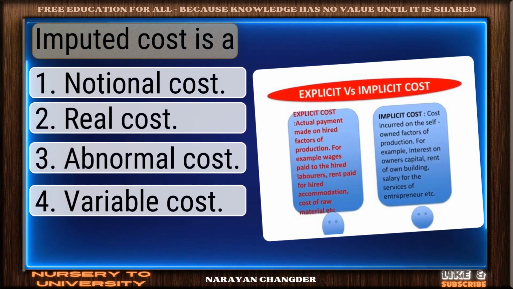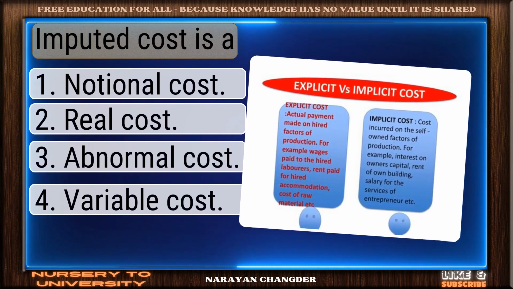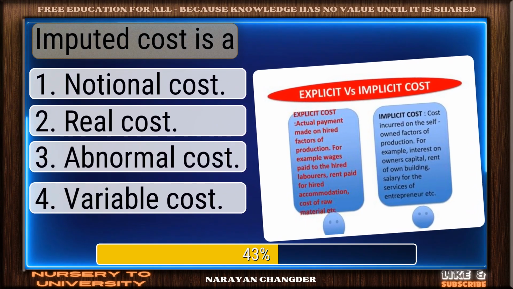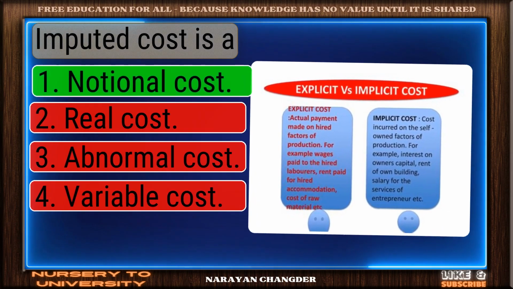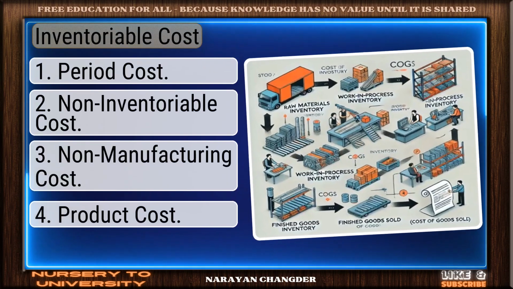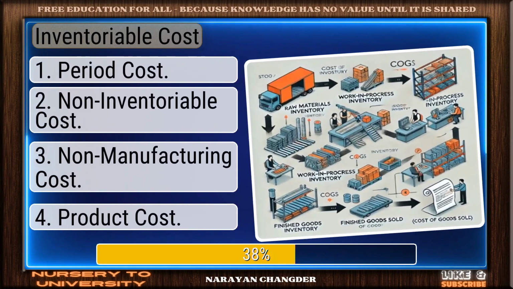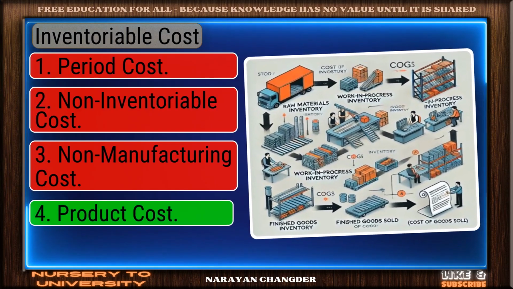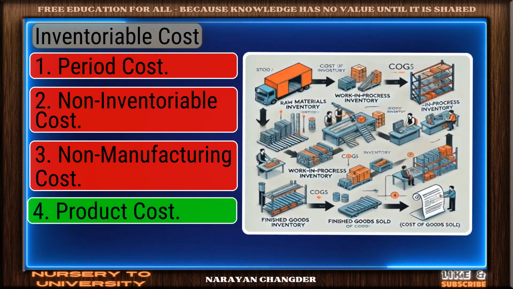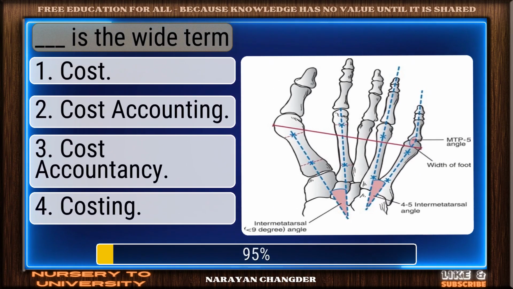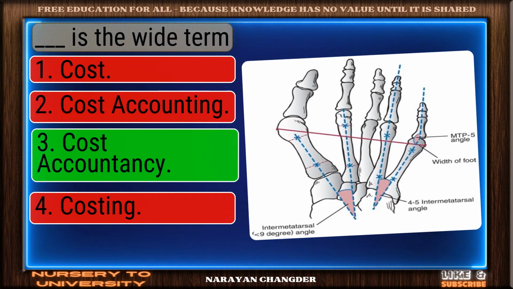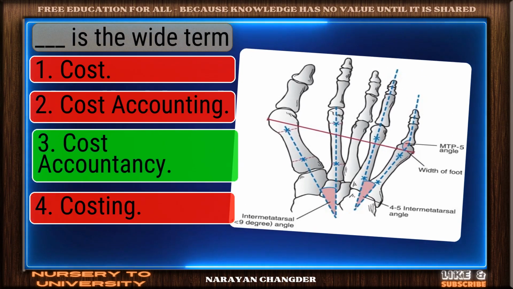Can you solve all these cost accounting questions? Imputed cost is a... Strong choice. Notional cost is right. Inventoriable cost. Right again. Product cost is valid. ___ is the wide term. Right choice. Cost accountancy is best.